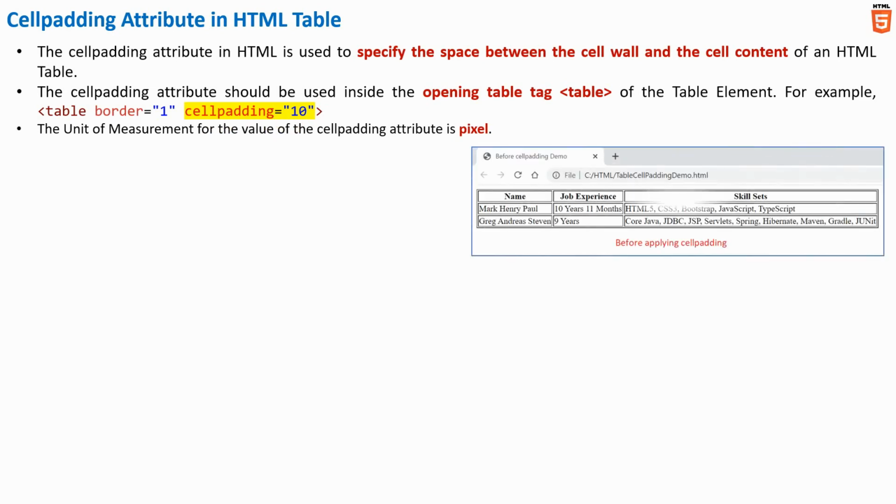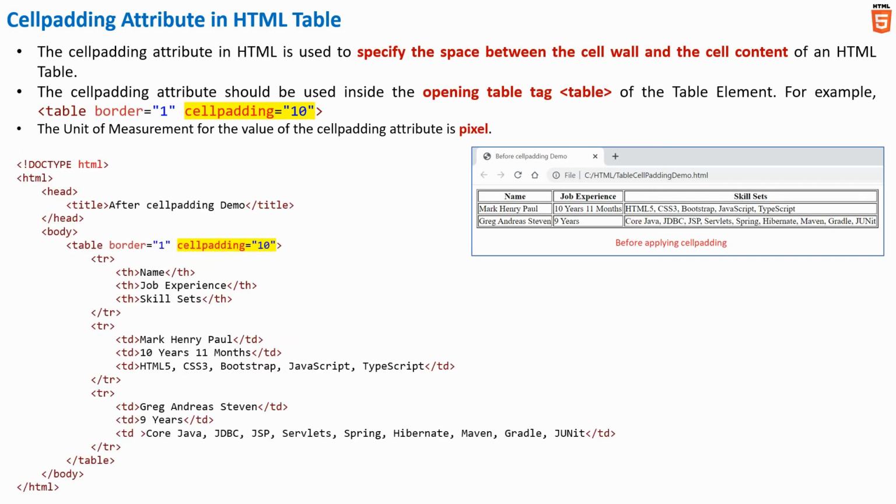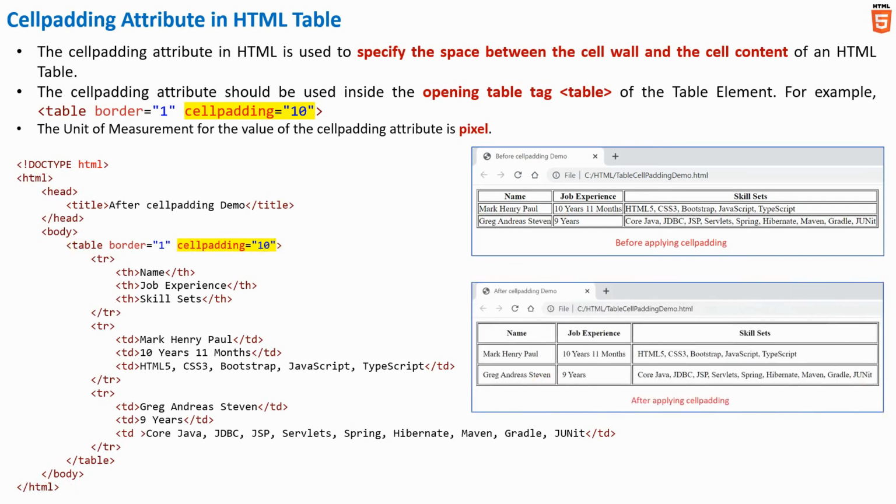Now let me show you a screenshot of the code which was taken before applying cell padding attribute. So here this is a screenshot without having any cell padding attribute in it. Now let me show you a sample code where we have used the cell padding attribute with a value as 10 pixel in the opening table tag. Thus when this code gets rendered in a browser, we will see the output as shown here.